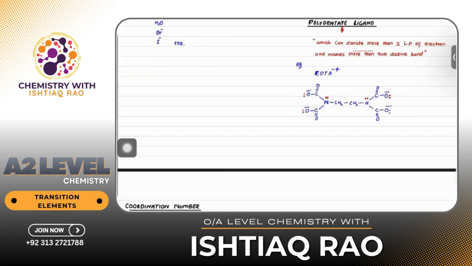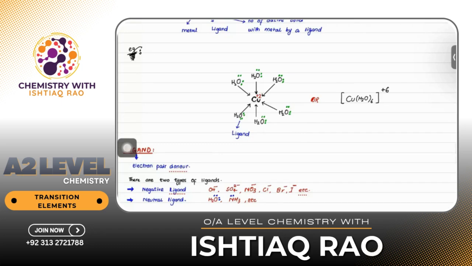As I told you in this example, this is the first dative bond, second, then third, then fourth, then fifth, then sixth. So what's the nature of water? It's a monodentate ligand. It's going to share its one lone pair of electrons. That's why it's in the category of monodentate ligand. Since it doesn't have any charge, it's a neutral ligand.